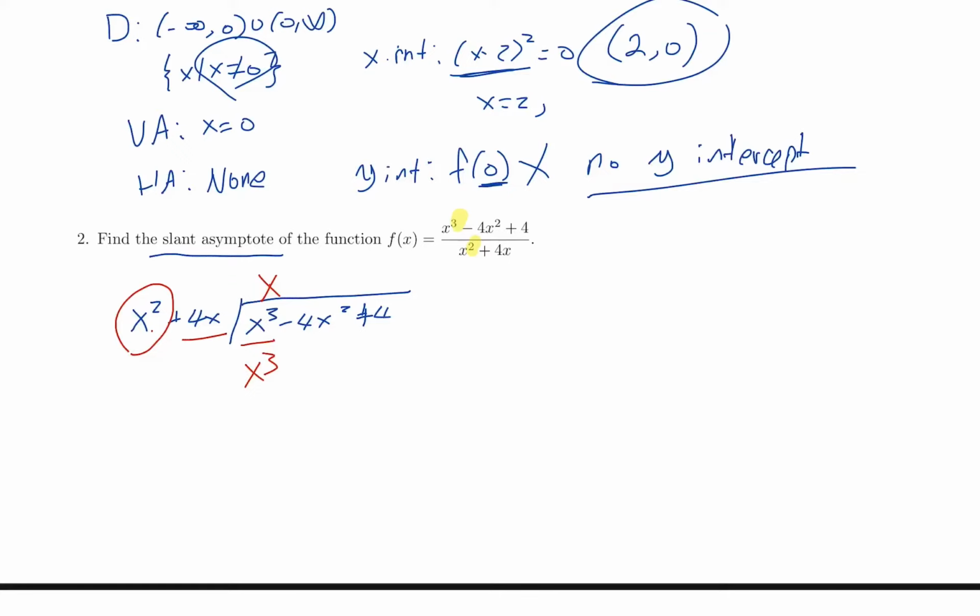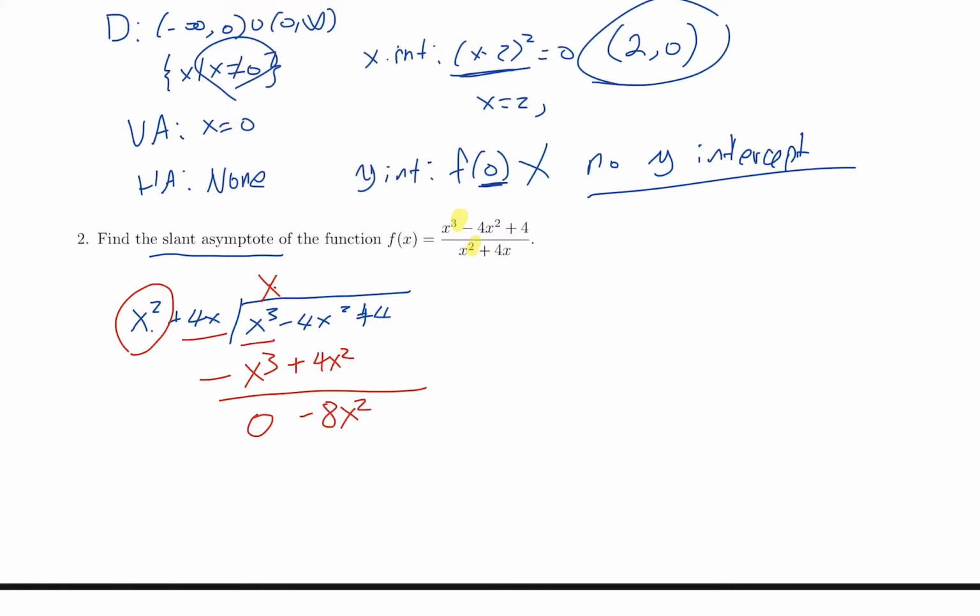4x times x gives me plus 4x squared. Then we're going to subtract. x cubed minus x cubed gives 0, and it should always be 0. That's the whole point of matching, so we can subtract that. Then negative 4x squared minus 4x squared gives me negative 8x squared.